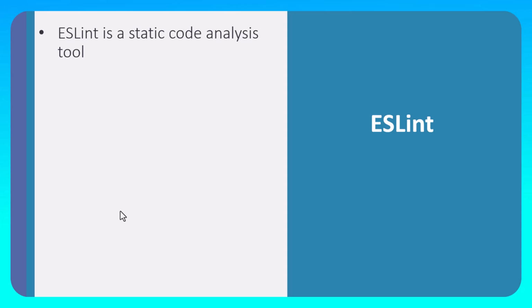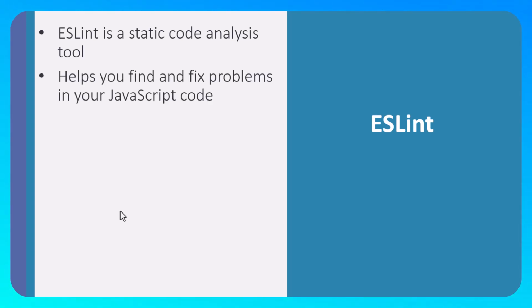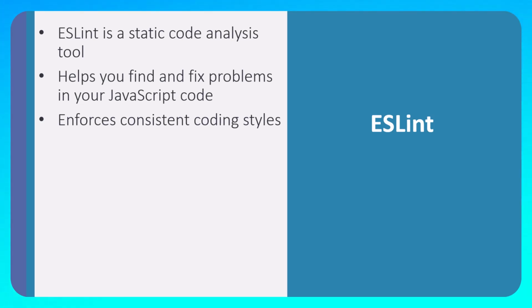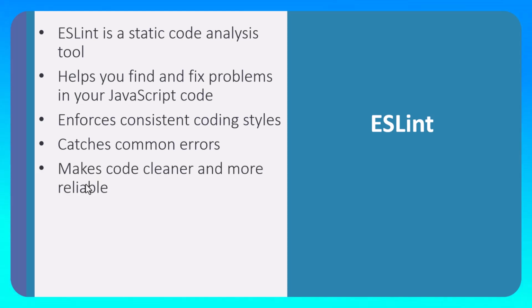ESLint is a static code analysis tool which helps you find and fix problems in your JavaScript code. Further, ESLint enforces consistent coding styles and catches common errors. So it makes your code cleaner and more reliable. Now to install, we'll follow these steps.